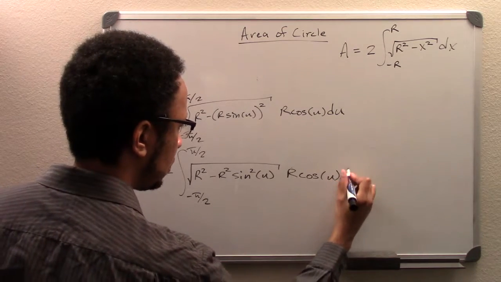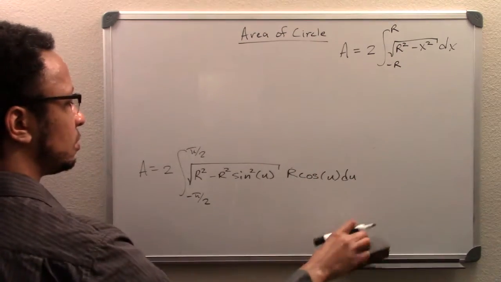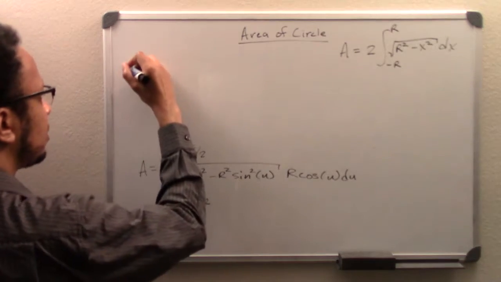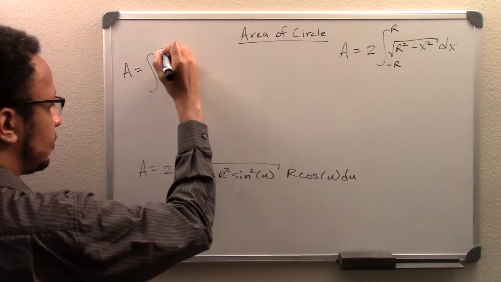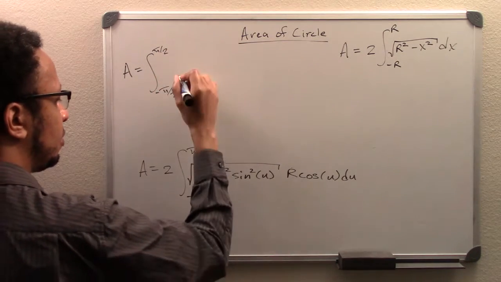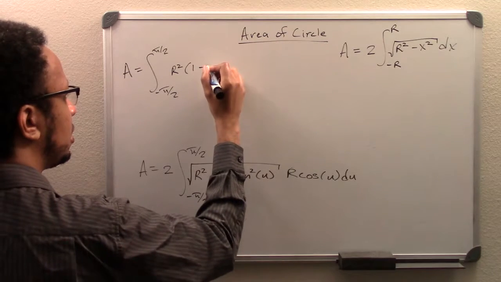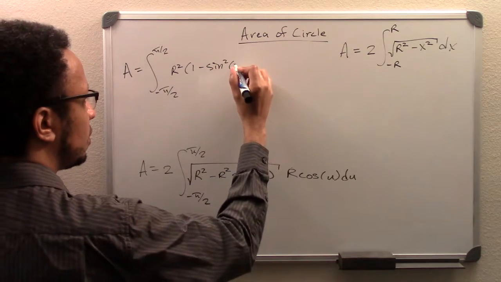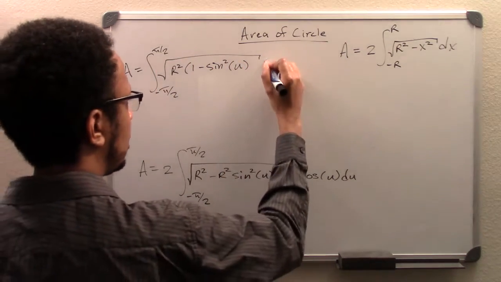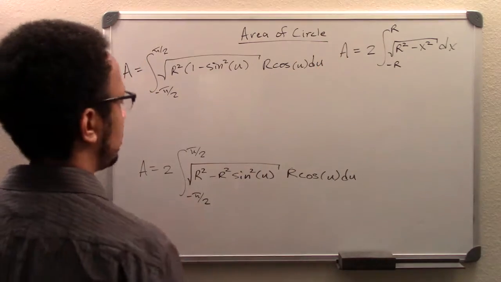The argument here is u, du. So now we have that expression, and what we're going to do next is factor. Now the area equals the integral from negative pi over 2 to pi over 2. We're going to factor out r squared times the square root of 1 minus sine squared of u, of course all under a radical there, and we're going to have r cosine u du, right?